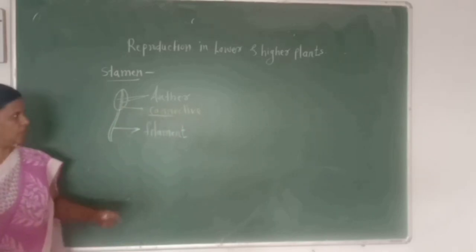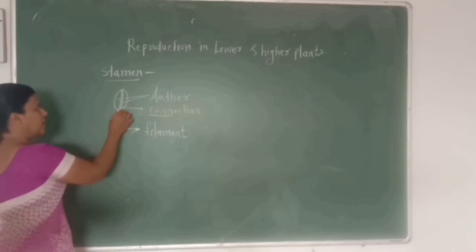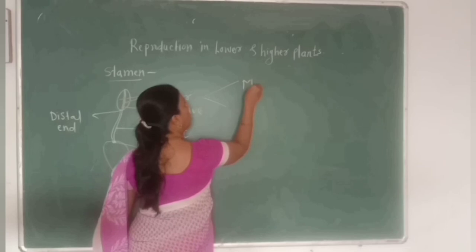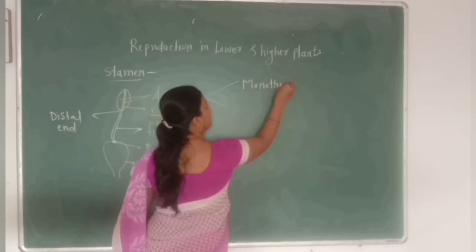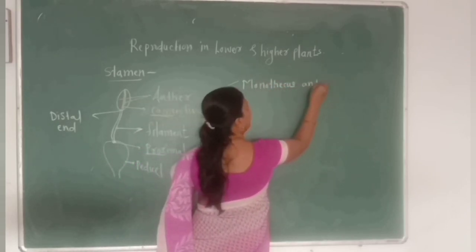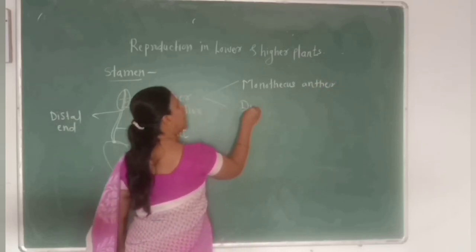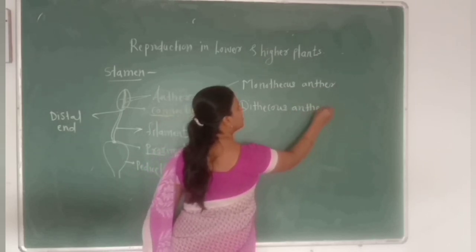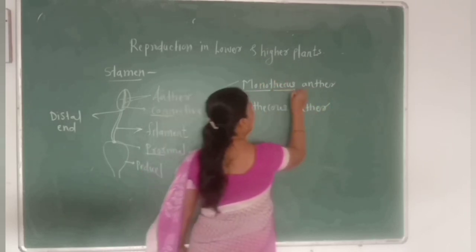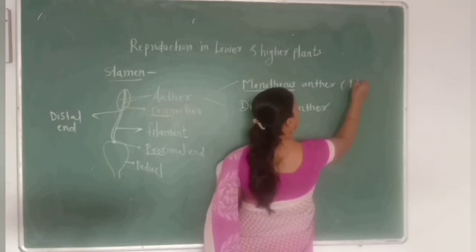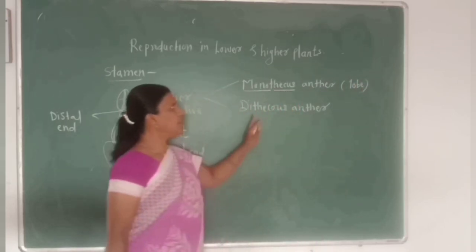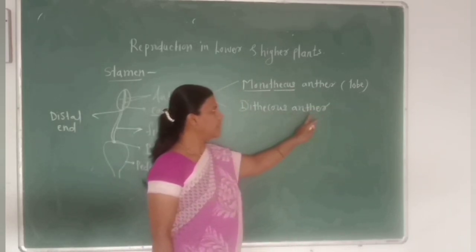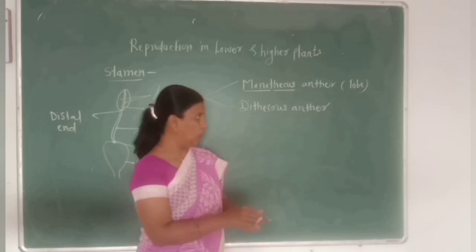There are actually two categories of anthers: monothecous anther and diathecous anther. As the name refers, mono means single and theca means lobe. In a monothecous anther, only one lobe is present, while a diathecous anther is bilobed.